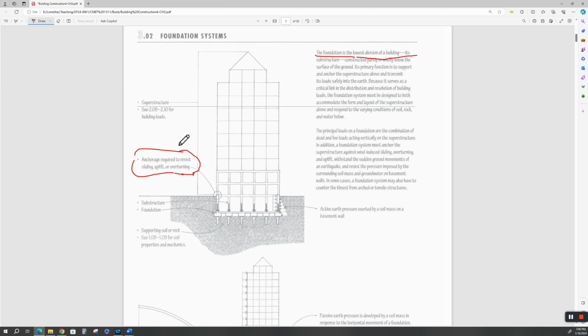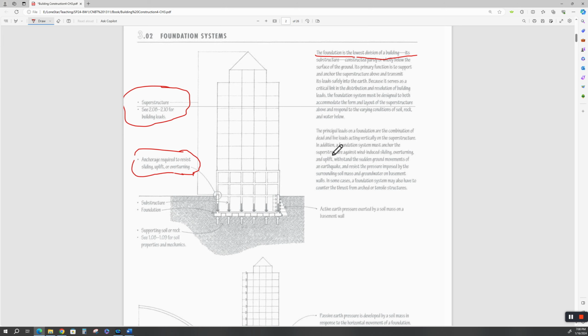But anyway, all right. I'm not making fun of Ching. It's a good book. It really is. Its primary function is to support and anchor the superstructure. So, for the sake of this discussion, what's above the substructure is the superstructure. Then we have the substructure, which sits on the foundation. Now, me, as an engineer, the substructure is the foundation. It's all a part of it. I am not going to make a substructure separate from the foundation. But potato, potato. We'll move on.